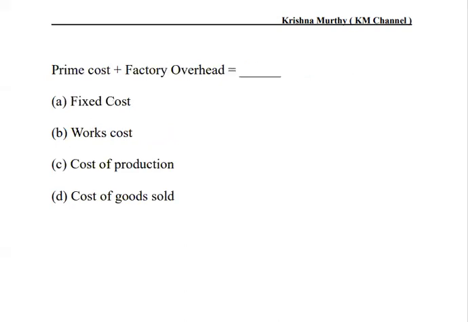Next one. Prime cost plus factory overheads equal to: first option fixed cost, second option work cost, third option cost of production, D option cost of goods sold. The right answer will be work cost. Next one.